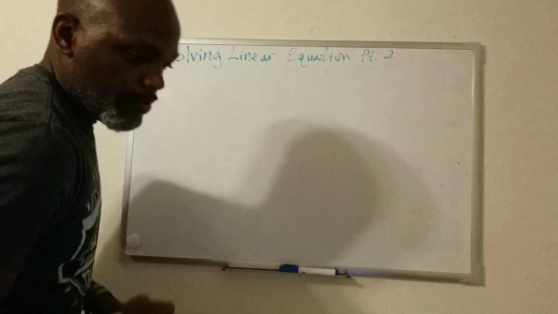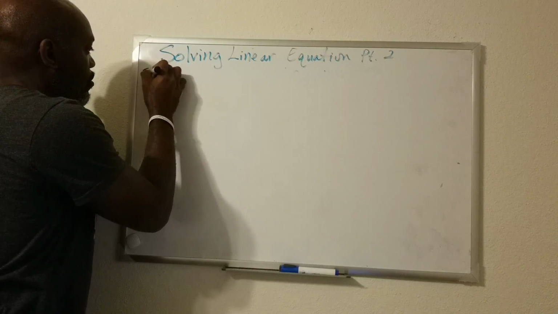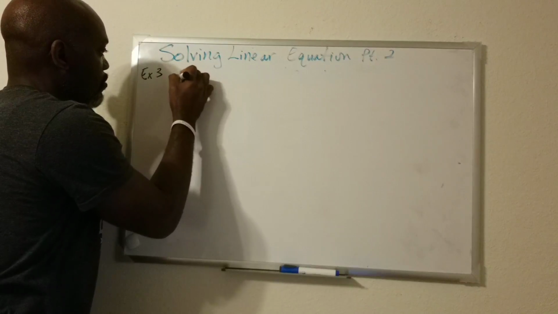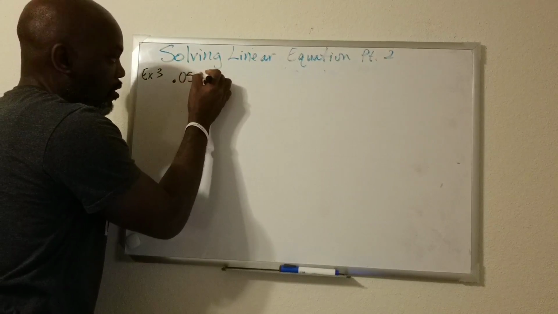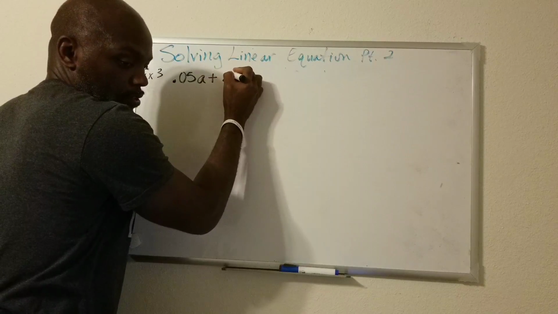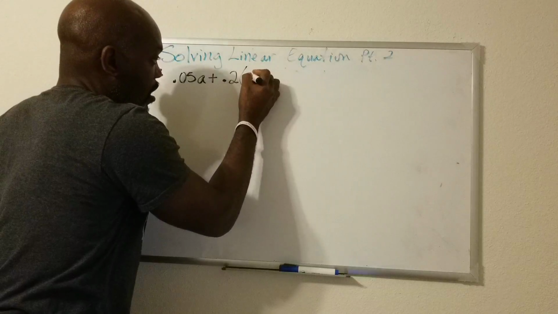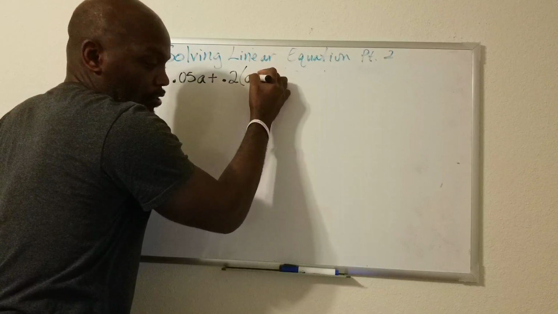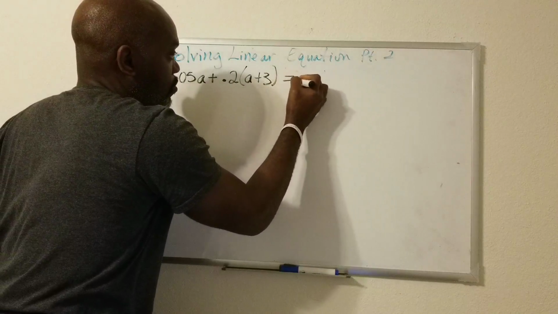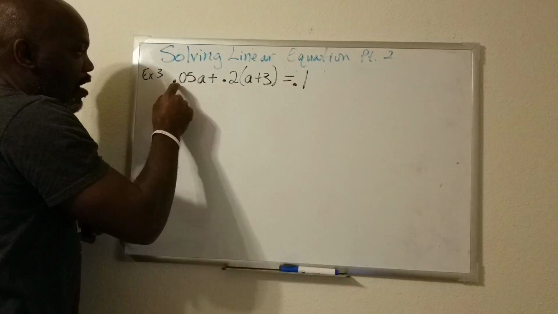here's the problem. I guess this is like example number 3 for us, right? We have 0.05a plus 2 times the sum of a plus 3 equals 0.1. And as you can see, they have decimals.